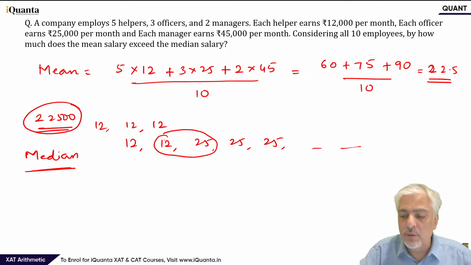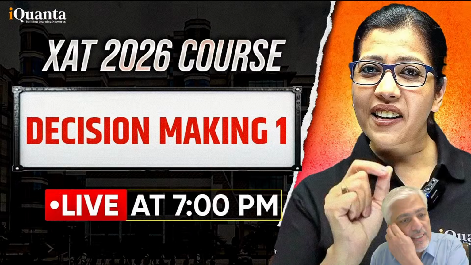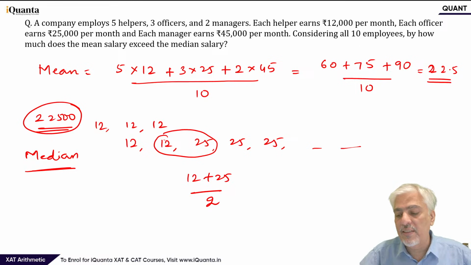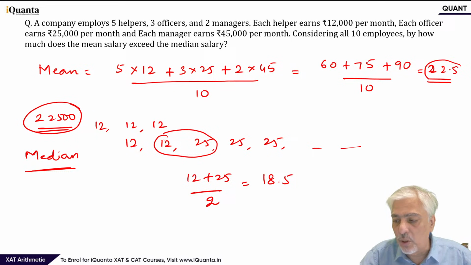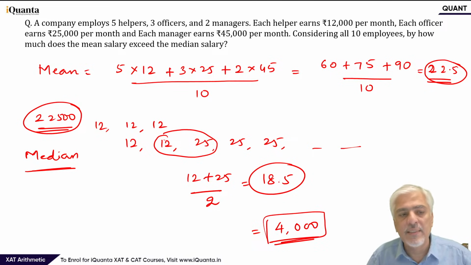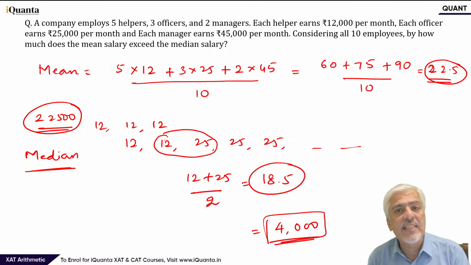So 12 plus 25 divided by 2. That will be 37 divided by 2, which is 18.5, 18,500. If you were doing everything in decimal, your difference is 4. But because it is in thousands, the answer is 4,000. Again, a straightforward question from XAT. If I see such a question in XAT, I definitely want to do it. That's my call.